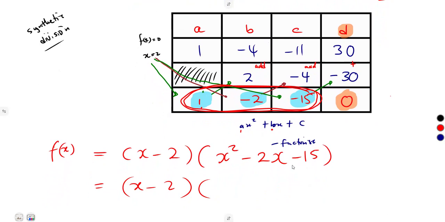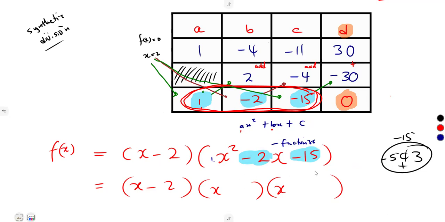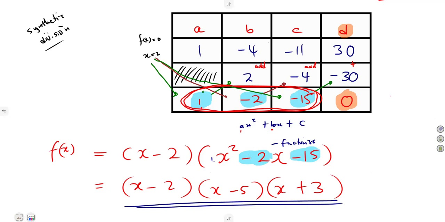That's x minus 2 times the quadratic. Yes, we're going to have factors here. Since the leading coefficient is 1, we just have x and x here. Then consider the factors of the constant negative 15 which will add up to negative 2. There's negative 5 and 3. If you add this, you're going to get a negative 2. So that's negative 5 here plus 3. There are so many factors of negative 15, but we only need the condition that when we add, we obtain negative 2. So that's our f of x here, factorized completely. This is what you're going to have.